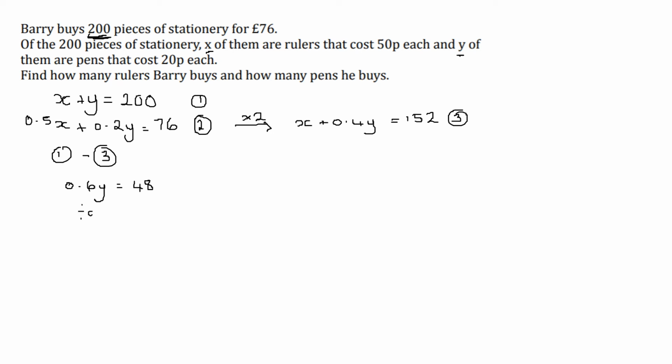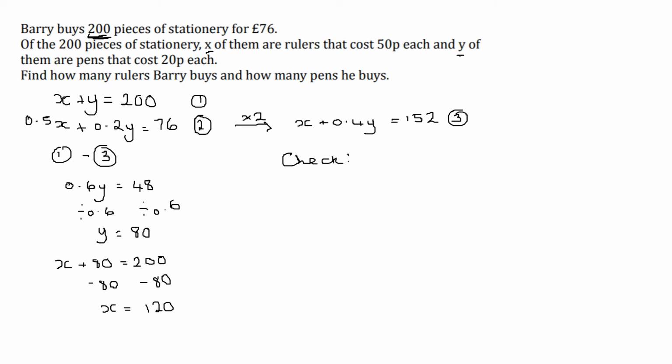Now if we divide both sides by 0.6, we will get that y equals 80. If we substitute y equals 80 into equation 1, we're going to get that x plus 80 is equal to 200. Then let's subtract 80 from both sides. x equals 120.